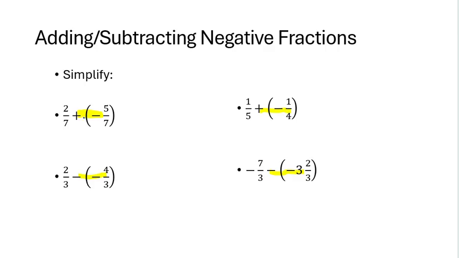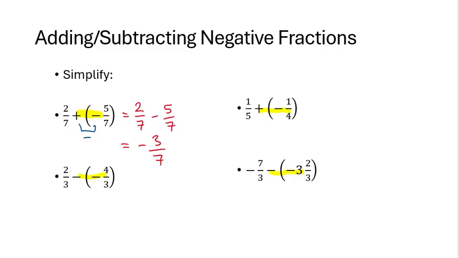So, in my first example here, I got a plus and a minus. This just combines to make a minus here. So I'm going to rewrite this as 2 over 7 minus 5 over 7, okay? Now, because the denominators are the same already, I can just apply the operation to the numerator. So it becomes 2 minus 5, which equals negative 3 over 7, like so.